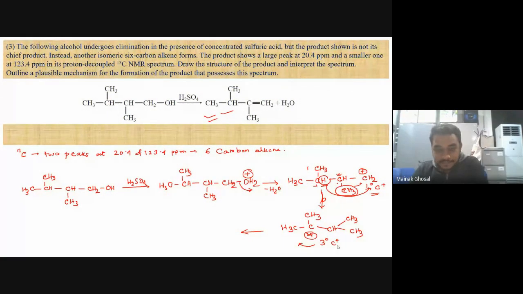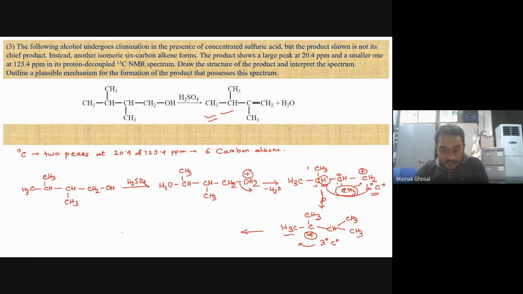How many hydrogens are there for hyperconjugation? 3, 3, 6, 1 is 7. 7 hydrogens are there. The main reason for the stability of the tertiary carbocation is hyperconjugation. So hyperconjugation makes this tertiary carbocation much more stable. Now what will happen? Now this hydrogen will be lost.